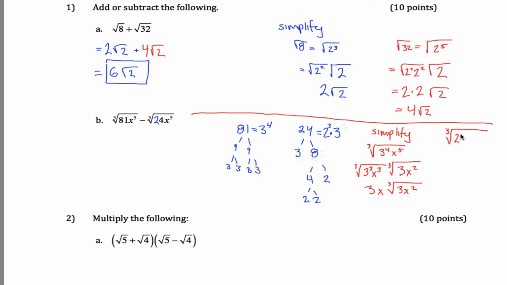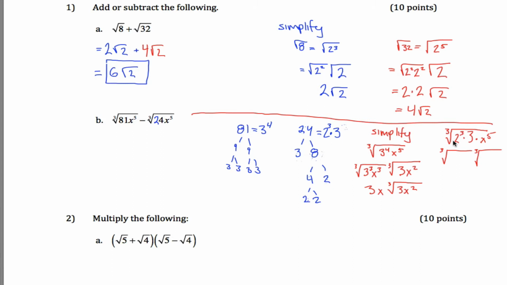I'll get 2 to the third. I'll just write that. I want the cube root of 2 to the third times 3 times x to the fifth, because 24 is really just 2 to the third times 3. And the way I'll simplify that is kind of my good radical and my bad radical.